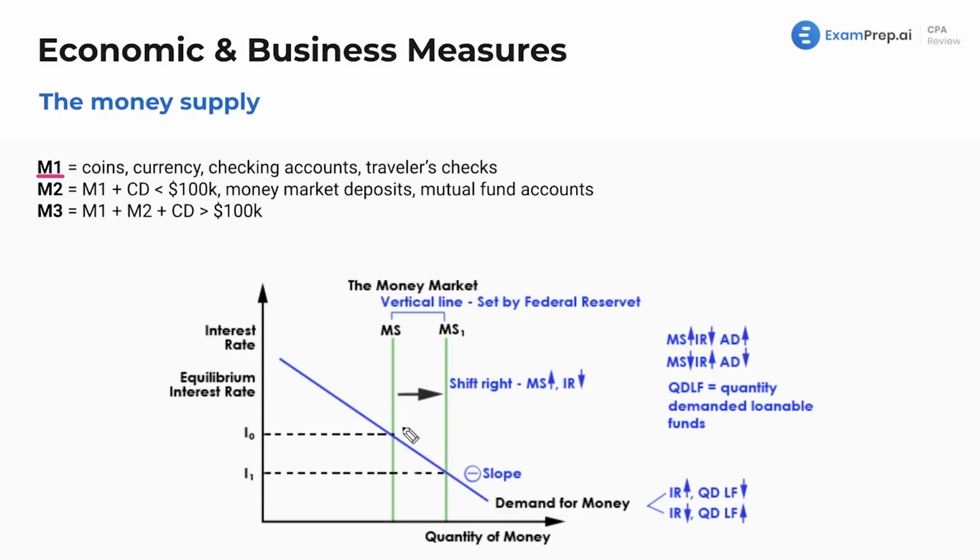This is literally just the supply and demand chart with an up and down vertical line, because the amount of money is set by the Federal Reserve, so it's inelastic, right? And as this increases or decreases, we're going to have a change in interest rates. This is monetary policy. As we mentioned, this is set by the Fed.